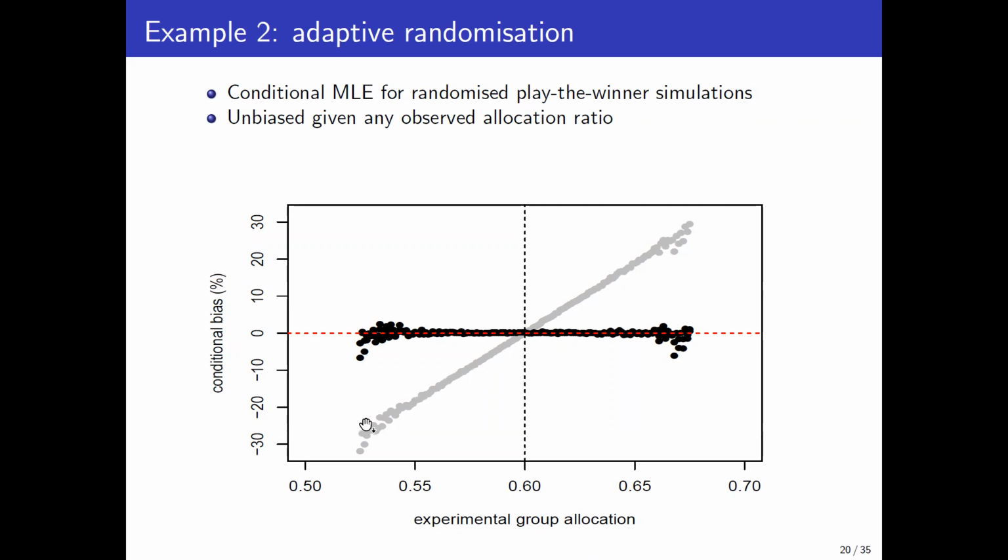So the grey here is the results for the randomised play the winner simulations. In fact, I'll just concentrate on the adaptive randomisation example. And I showed you that conditional bias that exists with the standard estimate, the unconditional MLE essentially. When we use a conditional maximum likelihood estimate in that scenario, you see that that conditional bias actually disappears. So not only do we have unbiased estimation for the typical design realizations, we also have unbiased estimation for the atypical extreme design realizations. So that looks really good.